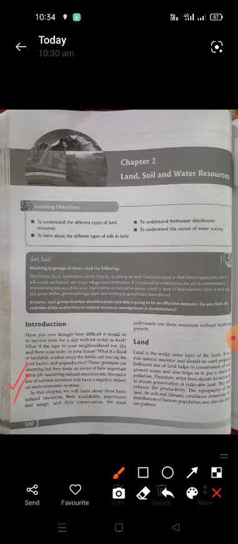Even in our home, if you notice, even in your own place you will get more than one type of soil, if you notice. Back side, front side, you will get different types.